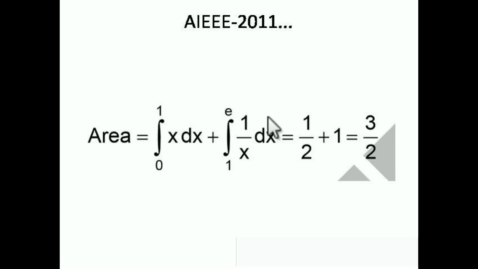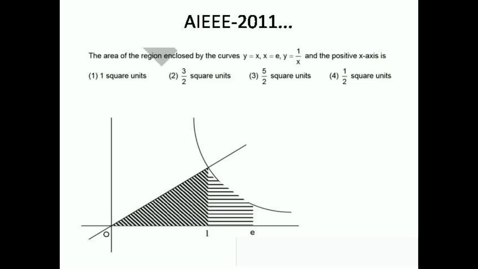I am not going to that integration portion because it's very easy. X dx integration is x square by 2, and then putting the limit. 1 by x dx is log x, and then putting the limit. I am not going to that part. Just integrate that and get the answer 3 by 2. So my answer, option number 2, is right: 3 by 2 square units.